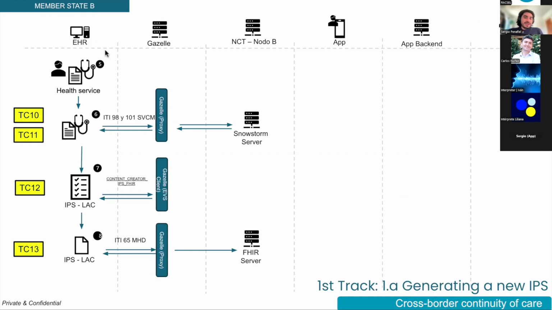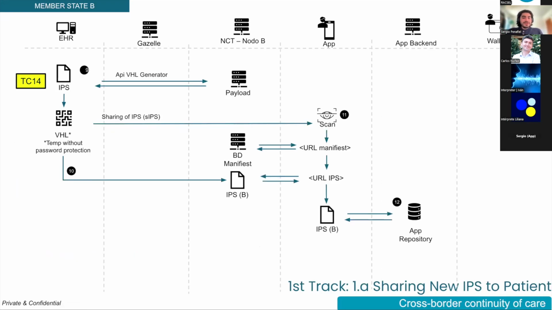So here, the country B's system generates a new IPS for this patient, for that healthcare encounter in particular. So this new IPS, also using the country node, can be translated into a VHL, and that VHL can be scanned by the application. This is the new step that we're going to take a look at right away.